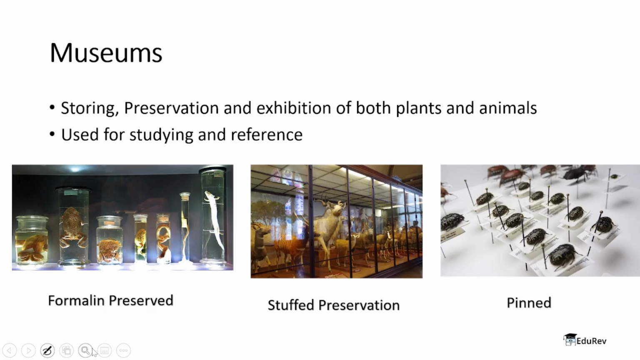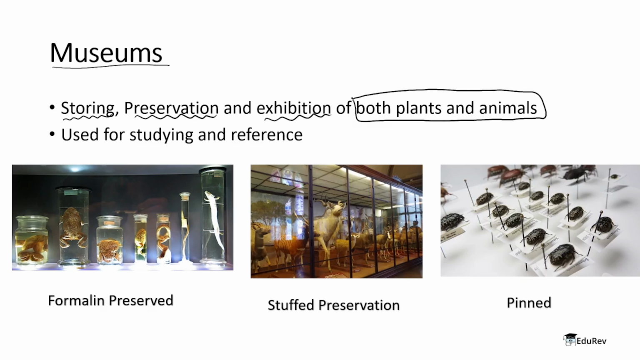Now let's look at the next taxonomical aid that we have with us, that is the museums. Now what are museums and what do they do? It is for the storing, preservation and exhibition of both plants and animals. So in a museum we find both plants and animals. And why are we doing this? This is used for studying and reference.